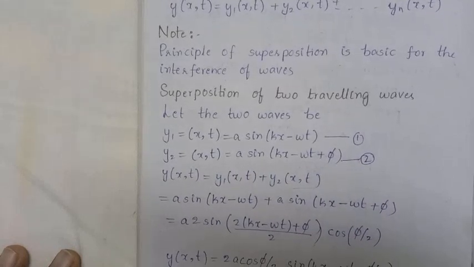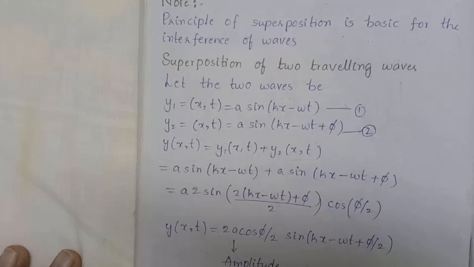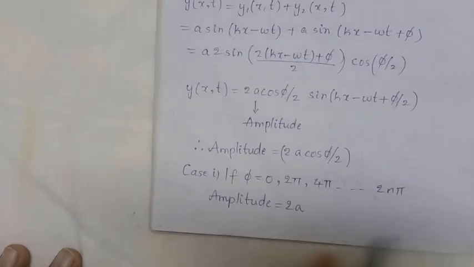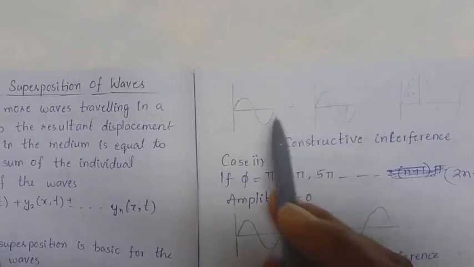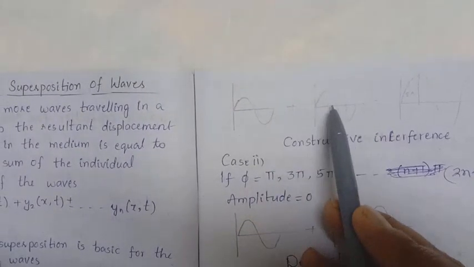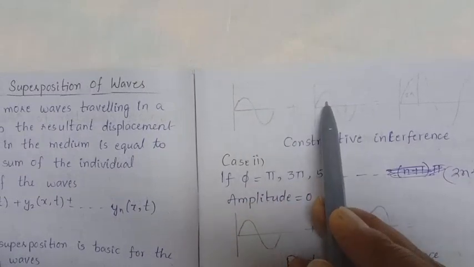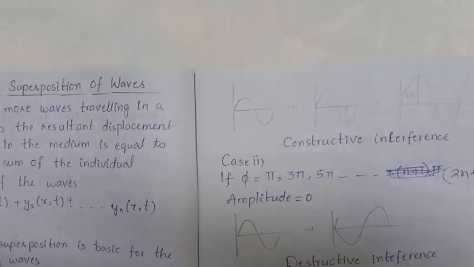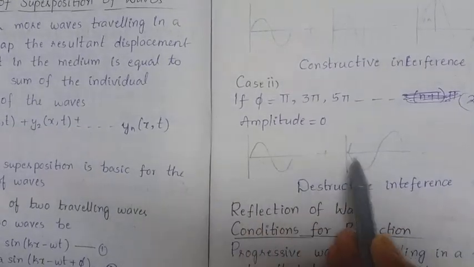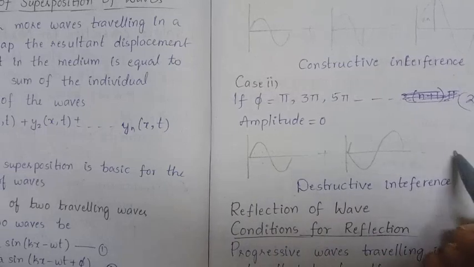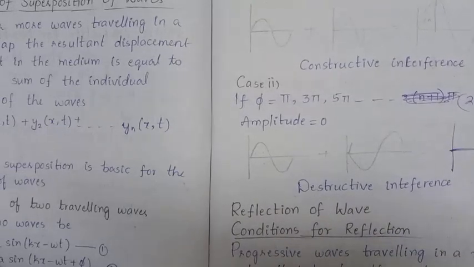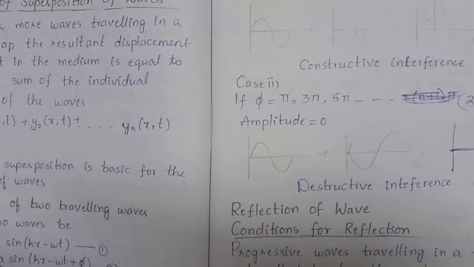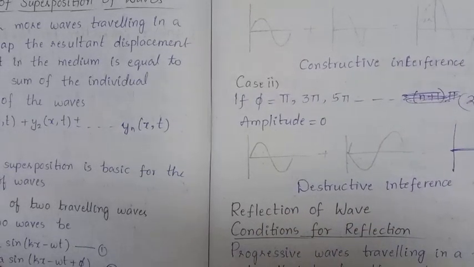So we are getting one condition for the constructive and the destructive. For constructive manner, the condition is that the amplitude will become maximum, 2a. In the constructive diagram, upper and upper, lower and lower, that means the crest is superimposed with the crest, then the resultant becomes maximum. Here the crest is out of phase with this one, so it is the destructive interference. Then there is no wave, because here the amplitude becomes 0. Constructive interference and destructive interference.